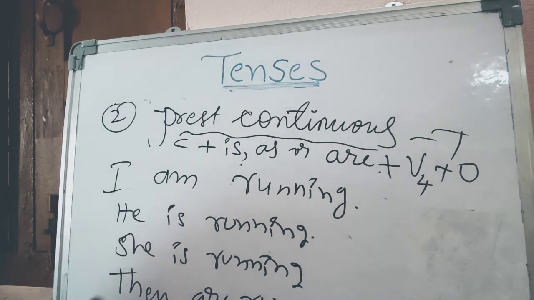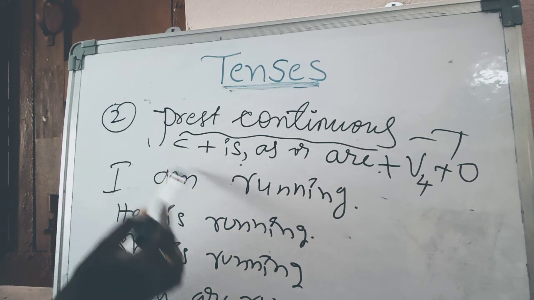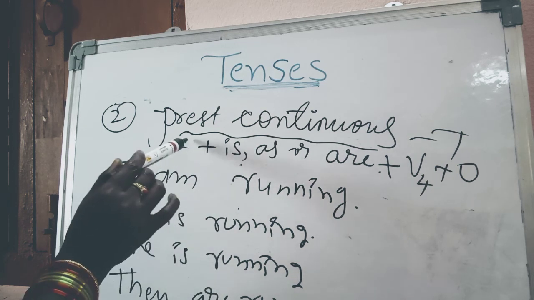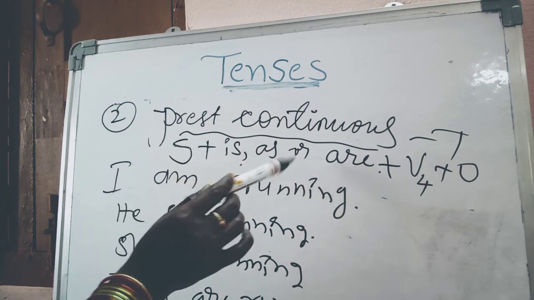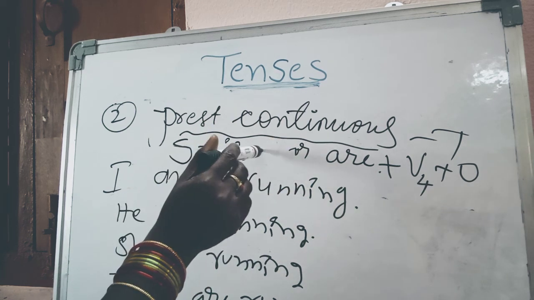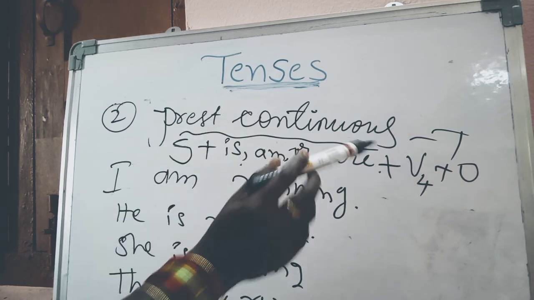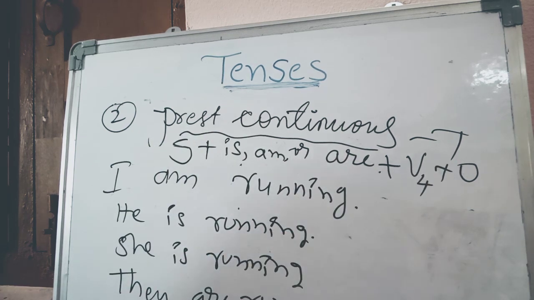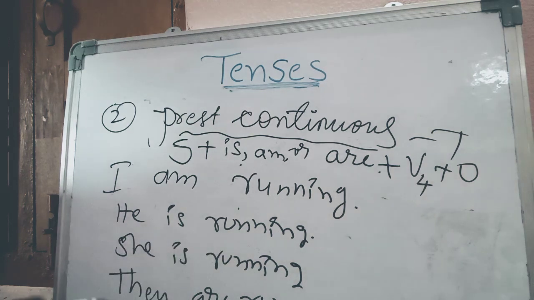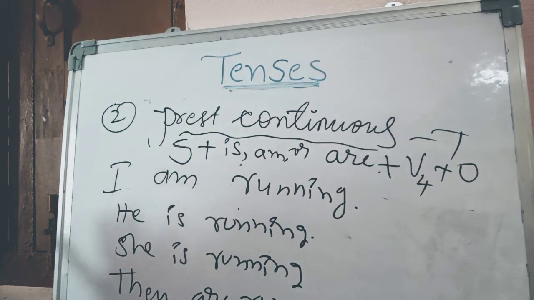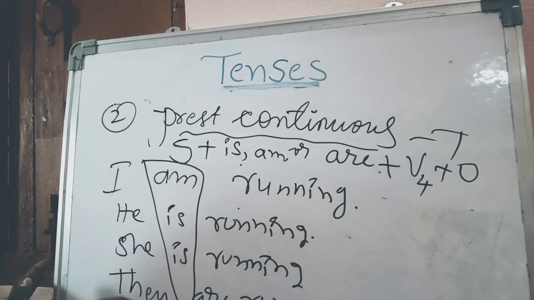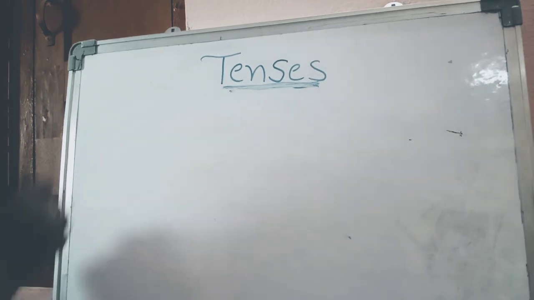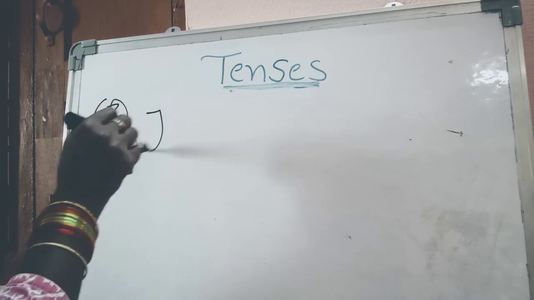What is going on presently? We have to use this type of sentences, and the structure of the sentence is subject plus is, am, or are, plus V4 plus object. I am running, he is running, she is running, like that. According to the subjects, the helping verbs also change.